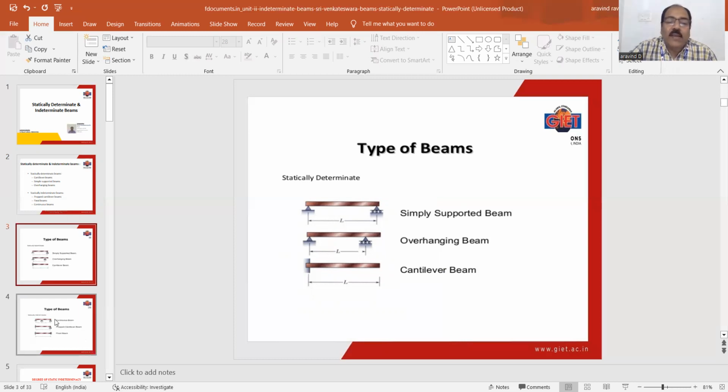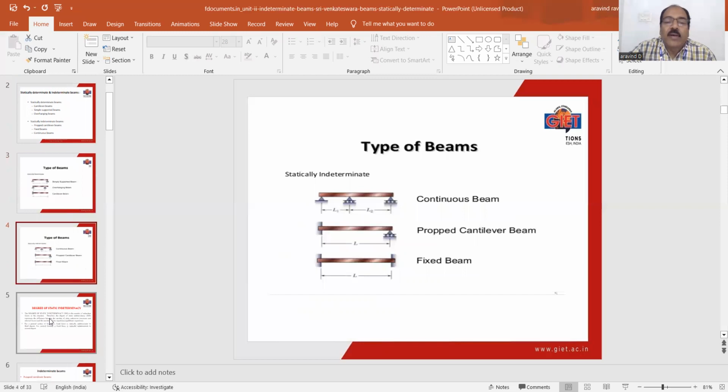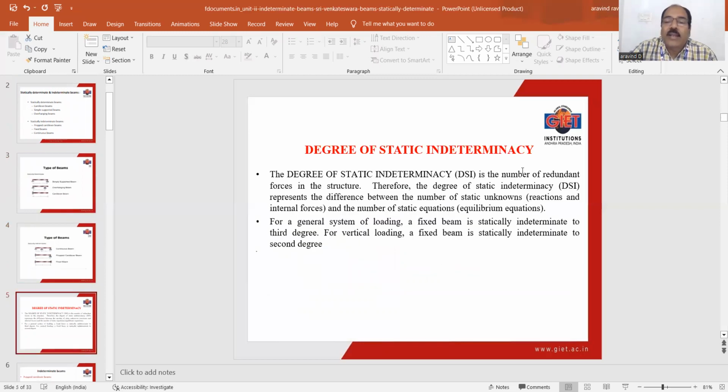Now, let us see what are the various types of statically indeterminate beams. A continuous beam, propped cantilever beam, and fixed beam. These are treated as statically indeterminate beams. Why are these treated as statically determinate and why are these treated as statically indeterminate beams? Based on the degree of static indeterminacy, we can decide whether the given beam is statically determinate or indeterminate.